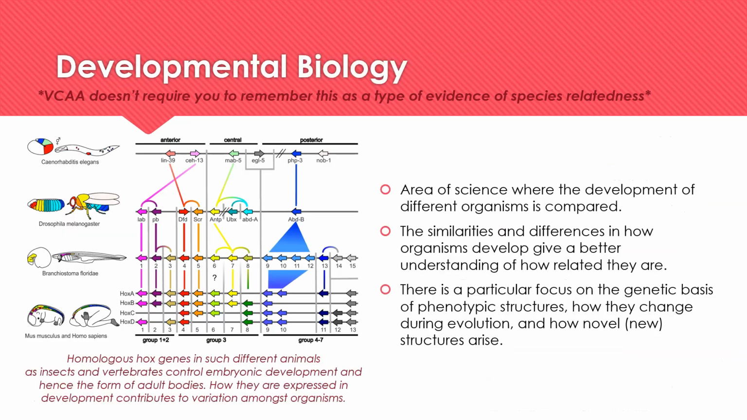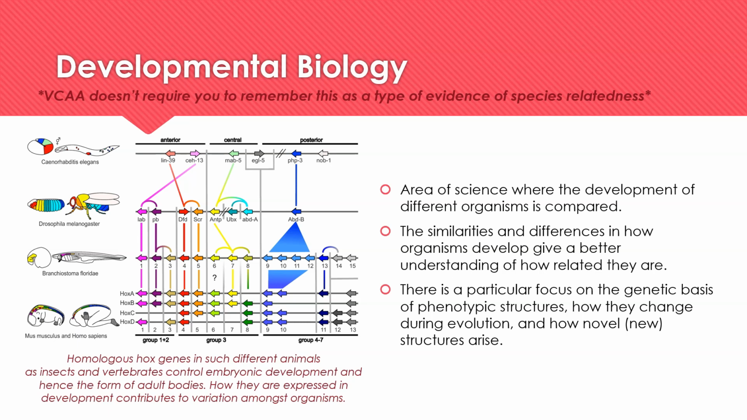The next one is developmental biology. Again, this is one that VCAA doesn't require you to remember, but it's worthwhile having this in the back of your head as a type of evidence for species relatedness. Now, often when we think of developmental biology, we think very much of Haeckel's drawings of the embryos at different stages in development of the different organisms and how they look similar at different stages. It's worth keeping in mind that there was a bit of artistic license around that diagram, so it's maybe not the best thing to refer back to.